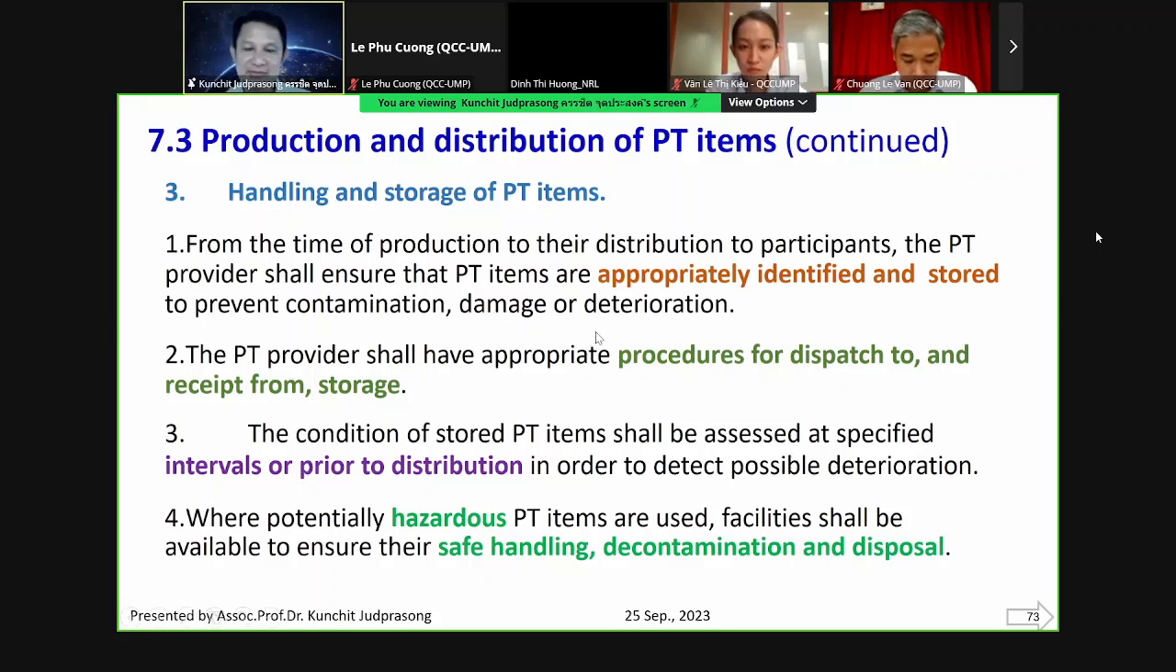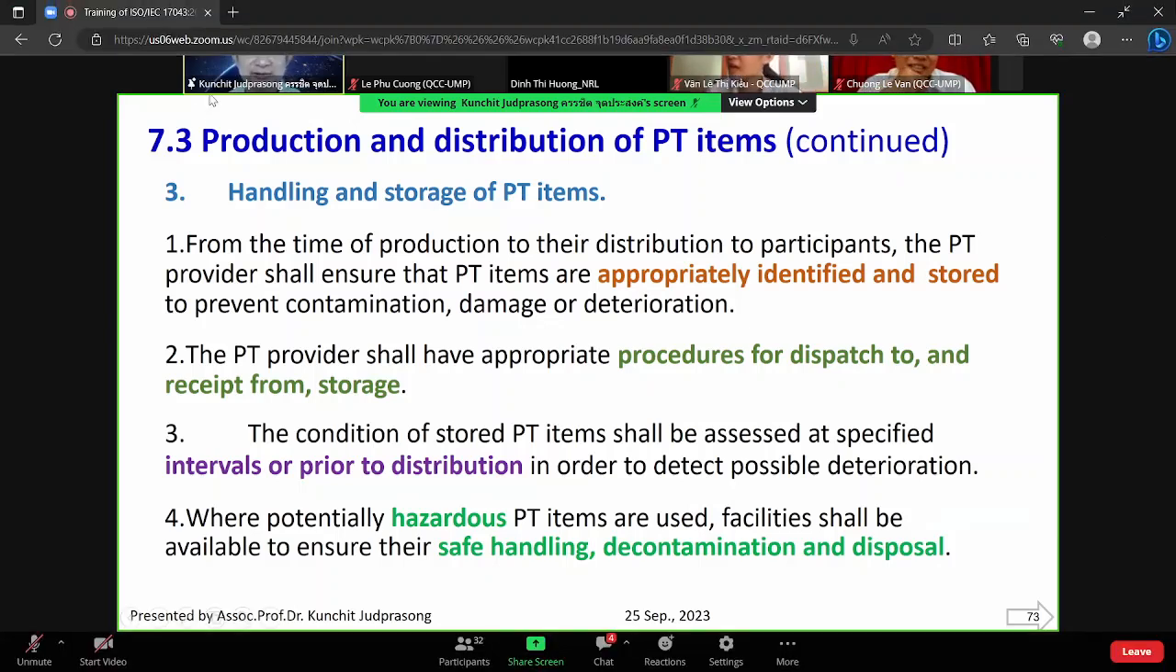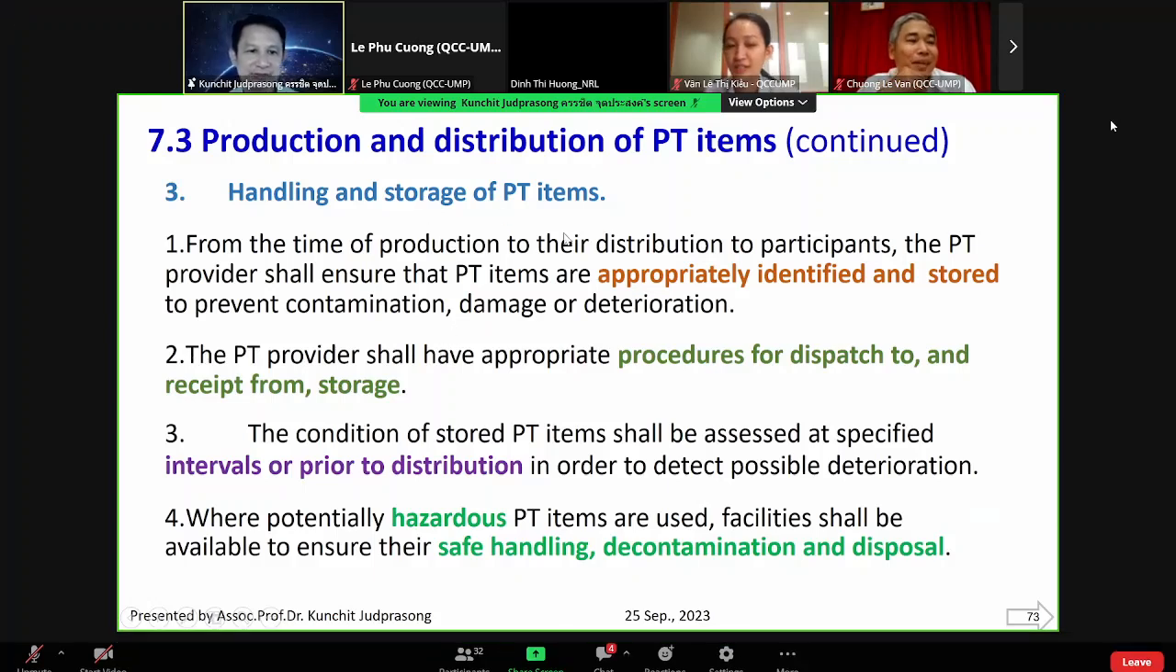So this means, as I mentioned, that when you finish preparing the sample, you make smaller bags or smaller bottles and then put a label, and you need to have the number on the bottle. Then you randomly select for the homogeneity and stability tests, and also for the participants. The remainder, you keep at room temperature, or in the refrigerator or freezer. So the PT items have to be appropriately identified and stored to prevent contamination.